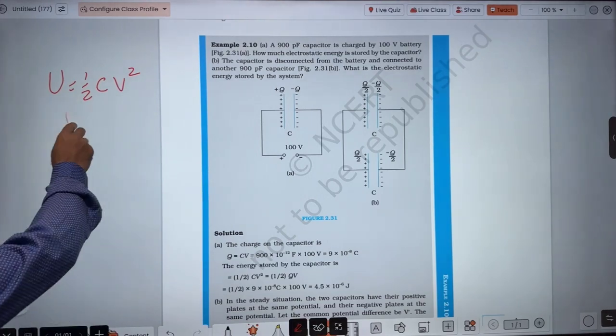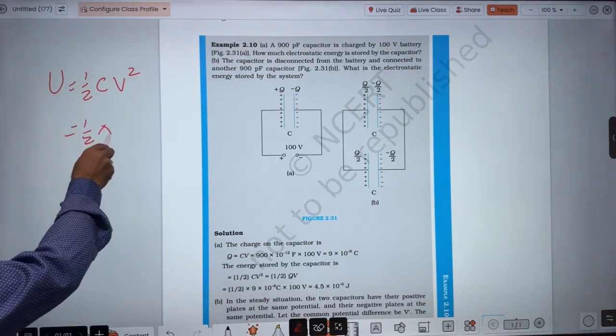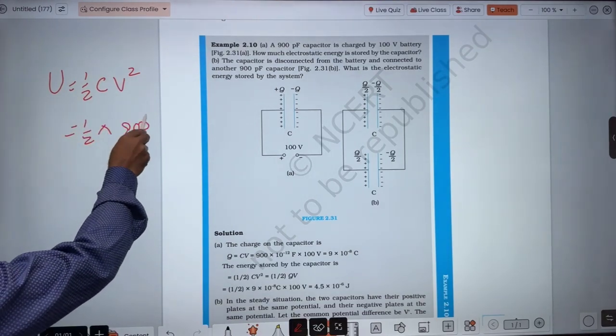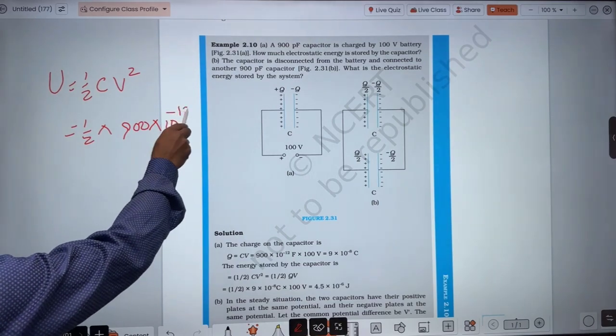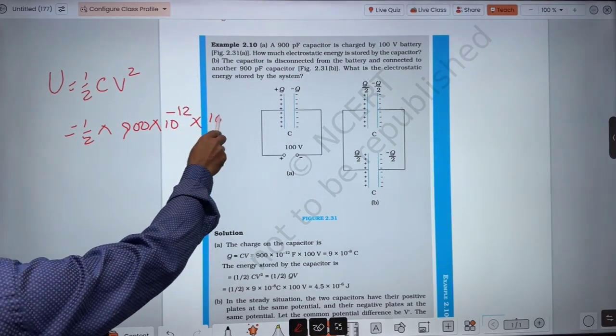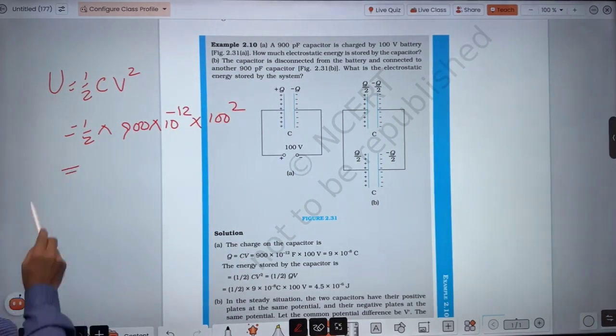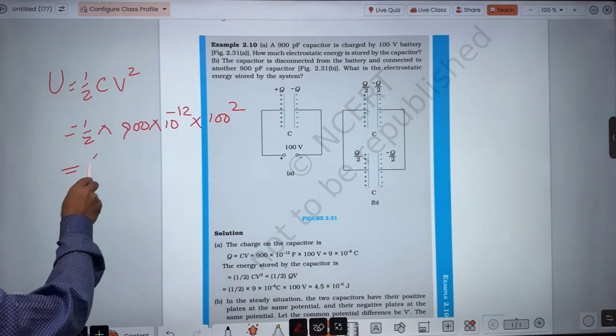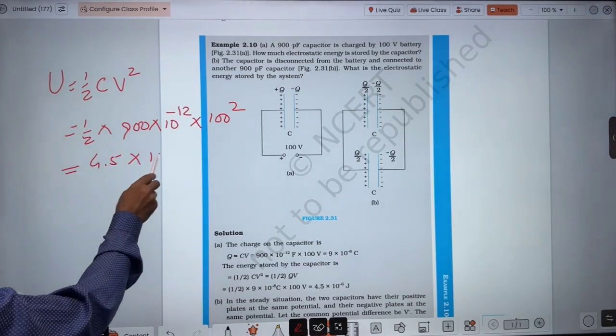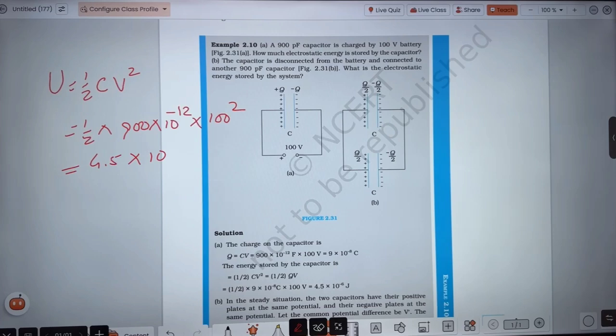So half CV square: 1 by 2, C is 900 into 10 to the power minus 12, into voltage square, that is 100 square. If you evaluate, you will get 4.5 into 10 to the power minus 6 joule. So this is the first part of the question. The question is simple.